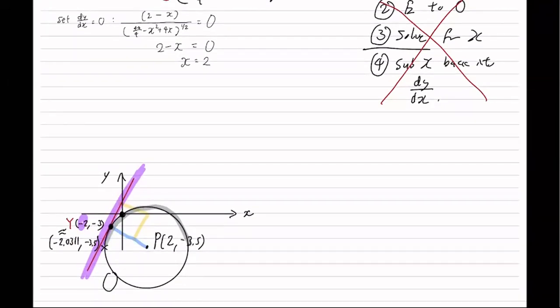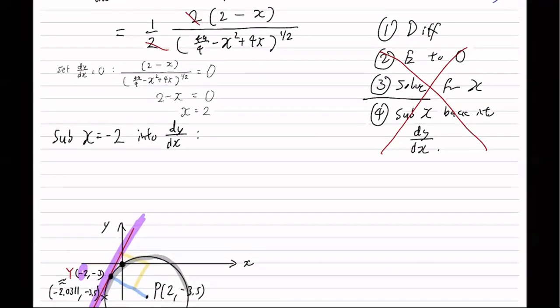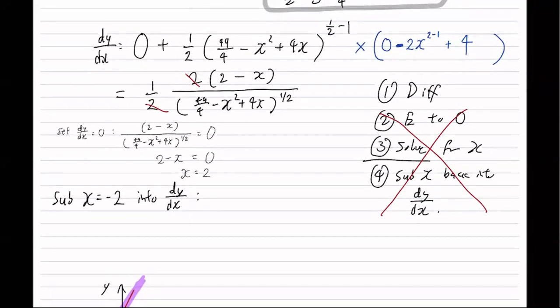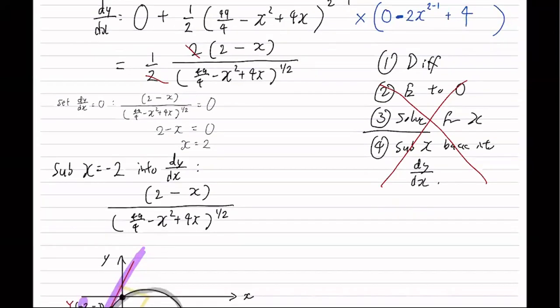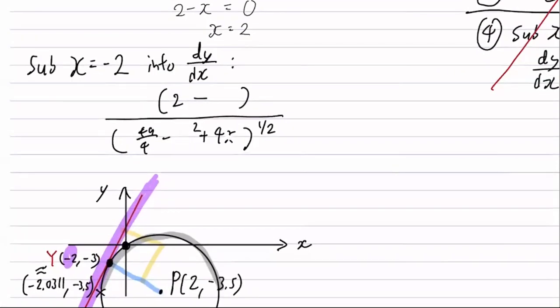So what we want to do now is to find the gradient, right? So we can just sub x equals -2 into dy by dx. This magic dy by dx formula will give us the gradient of tangent lines at a particular x coordinate. So that's what we're going to do. We're going to copy down the expression for dy by dx. Then we're going to sub in the x with -2. So everywhere there was an x, we replace it with a -2.